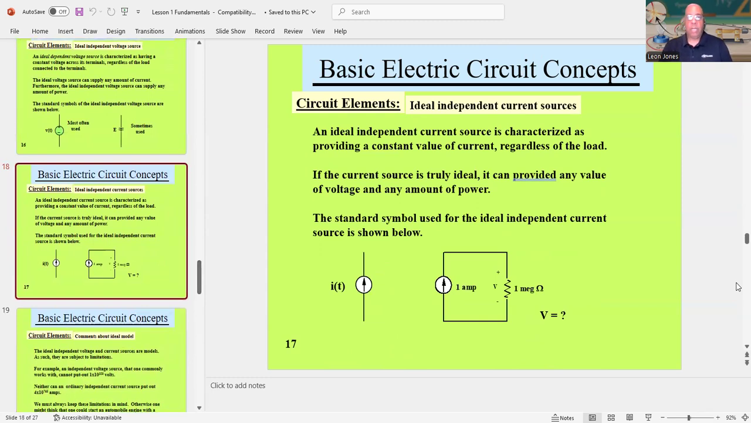Now, an ideal independent current source is characterized as providing a constant value of current regardless of the load. So if the current source is truly ideal, it can provide any value of voltage and any amount of power. The standard symbol used for the ideal independent current source is shown below.